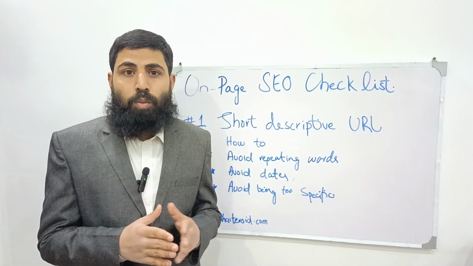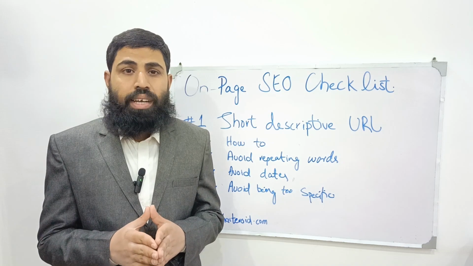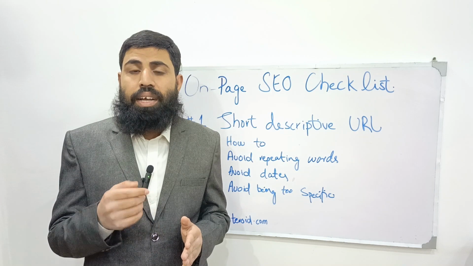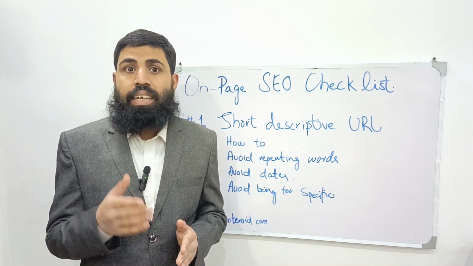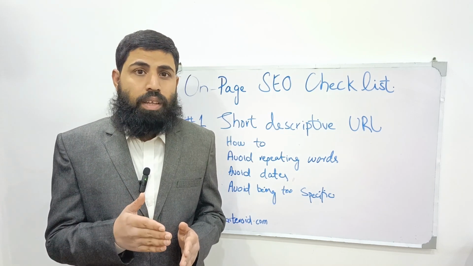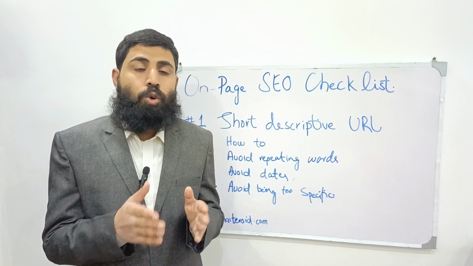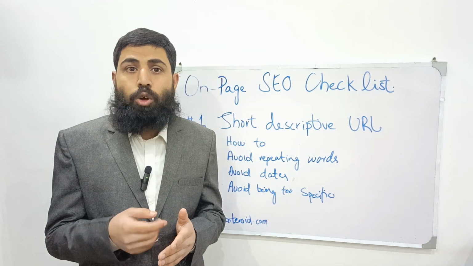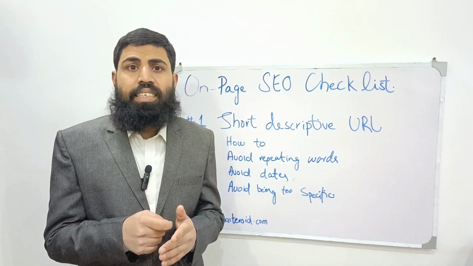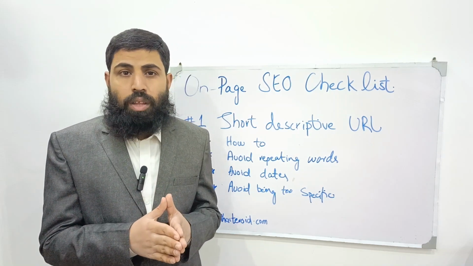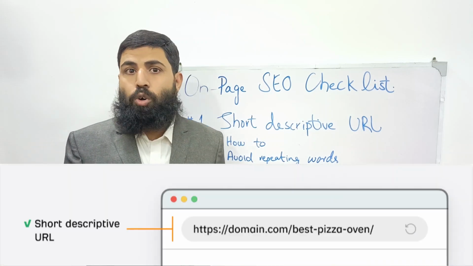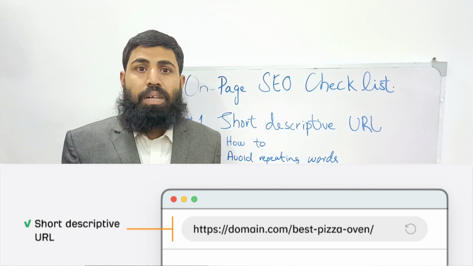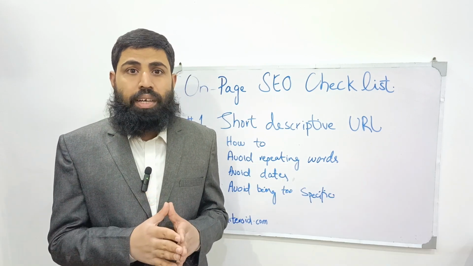If you are writing a blog post, make sure that your URL is short and descriptive. Google says to use a keyword or set of words that are relevant to your content and explain what your content is about. So when the Google algorithm checks your website or blog post, it quickly understands what your blog post is about. For example, best pizza oven is a good short descriptive URL, or best places to visit is also a good URL.